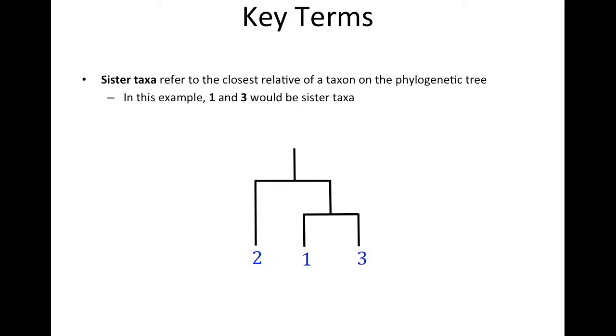So hopefully you're back after watching the speciation video. We've just got to run through a few more key terms. So here we have what is referred to as sister taxa. Sister taxa refer to the closest relative of a taxon in the phylogenetic tree. So in this example, 1 and 3 would be sister taxa.